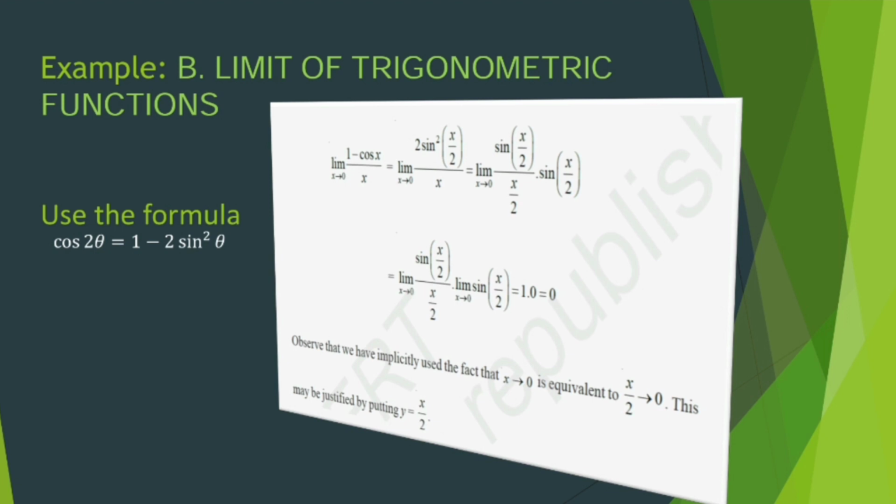Now in the first limit, as x tends to 0, x by 2 also tends to 0. So we can use the previous theorem. So the value of the first limit is 1, and for the second limit we can put the value of x equal to 0. So we get limit as x tends to 0, sin x by 2 equal to 0. Therefore the answer is 0.